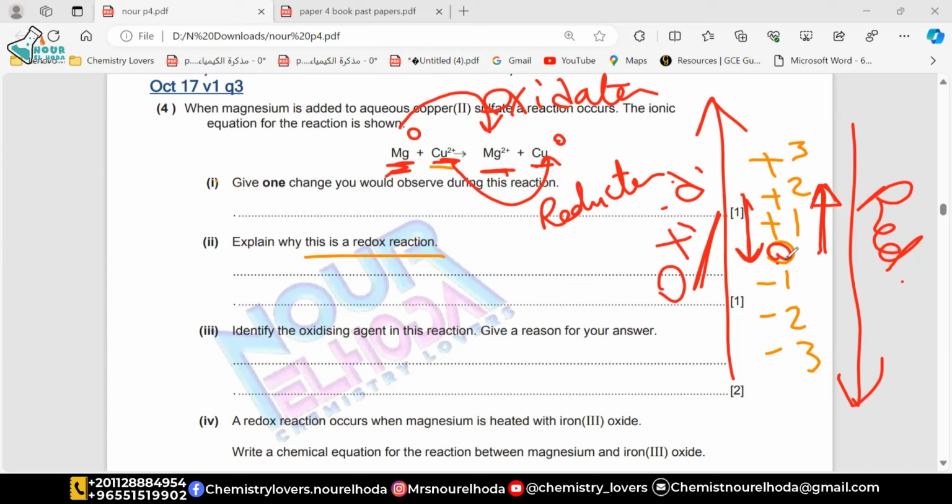If he asked me why, what should I do? I'm going to say because. Exactly, bravo. But I want to tell you something. In this question, don't just say because oxidation and reduction took place. No, this is not enough. You need to say who is oxidized and who is reduced. Take care, you need to say both.